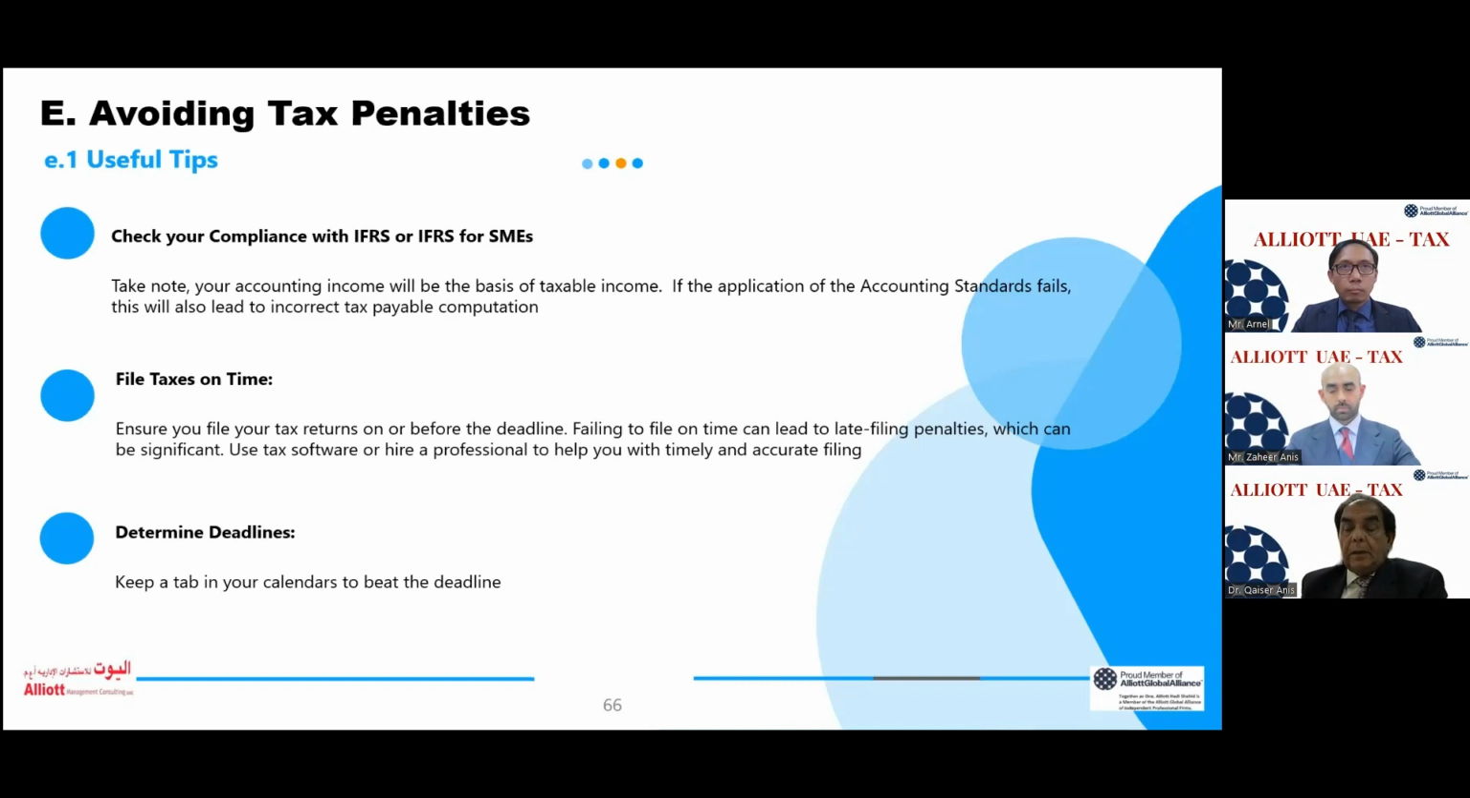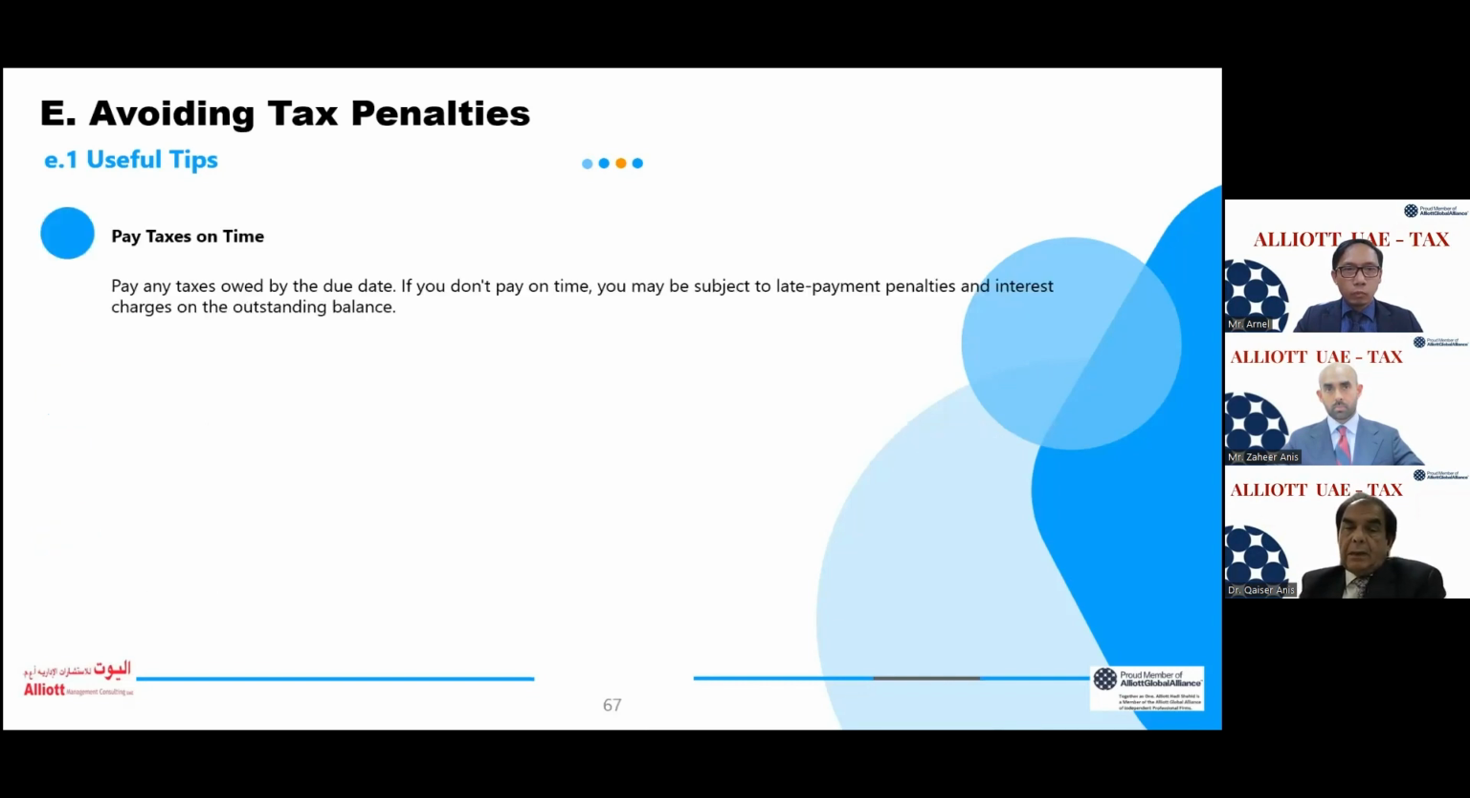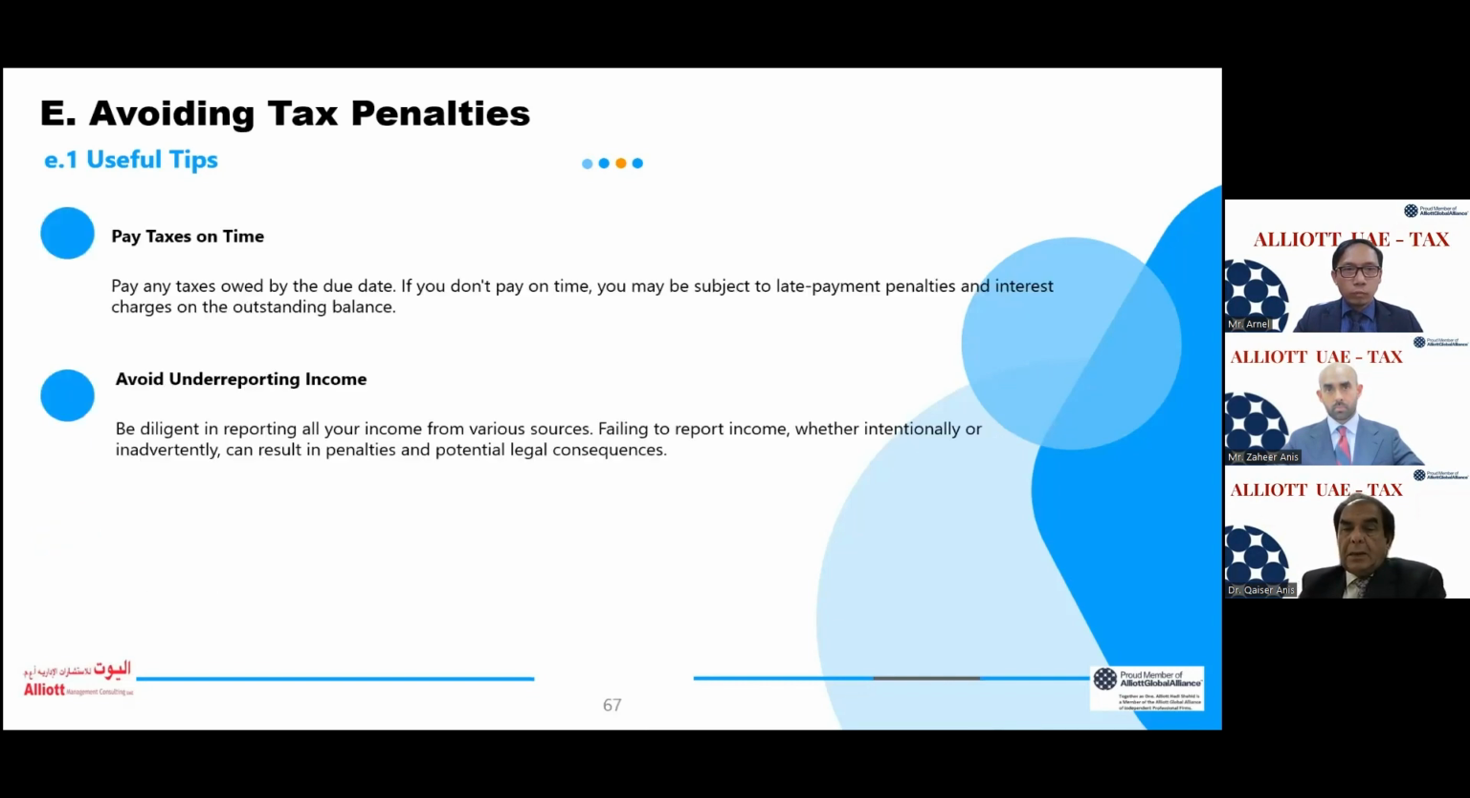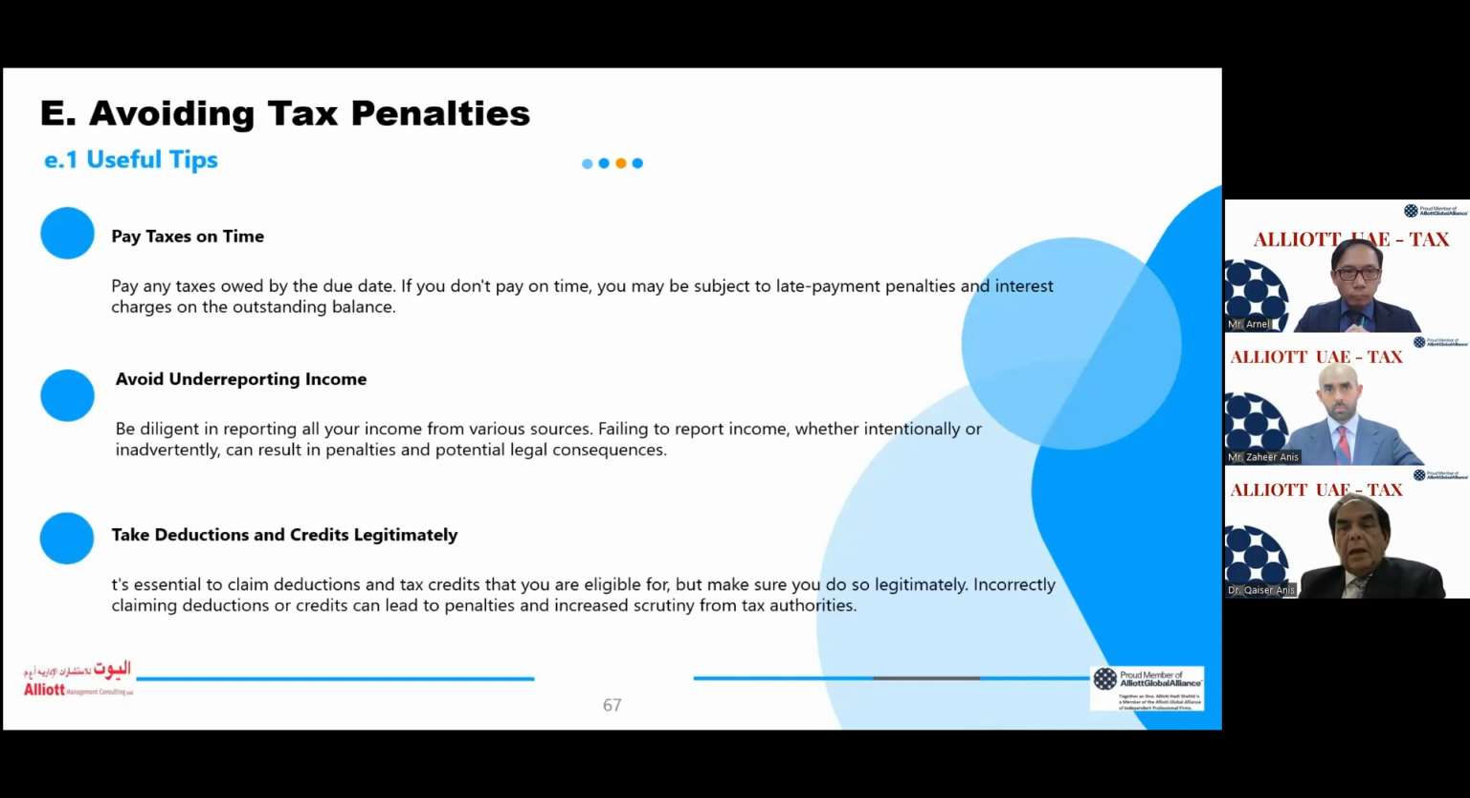It's your responsibility that the calculation of income should be correct. The basis of tax should be correct. If the application of your accounting standard fails, there will also be incorrect calculation of taxable income, and then you are at fault, not the tax authority. So this is what I'm stating to the management: they should be careful and start planning and organizing now.